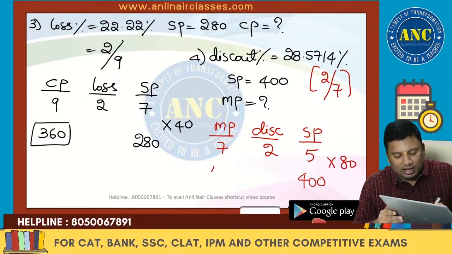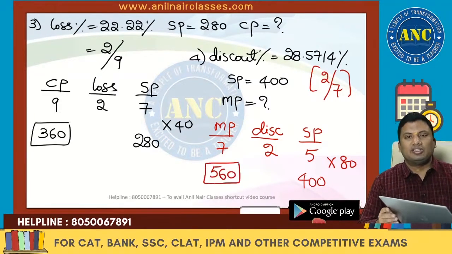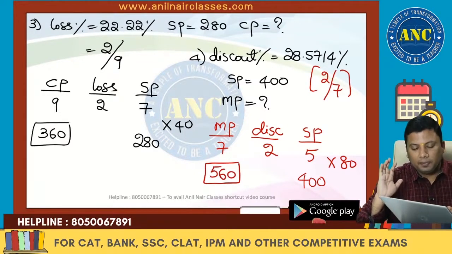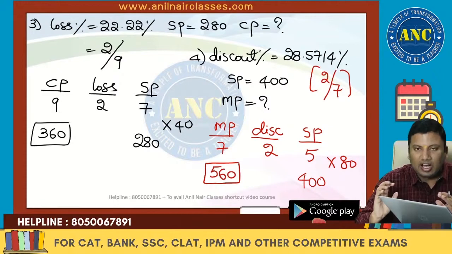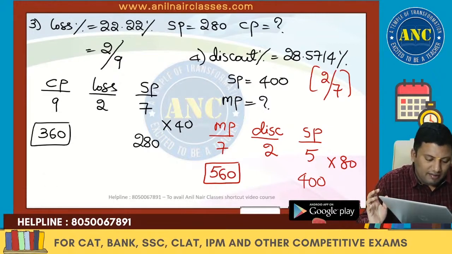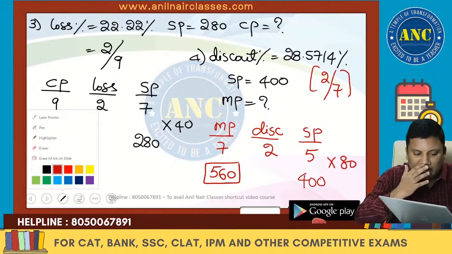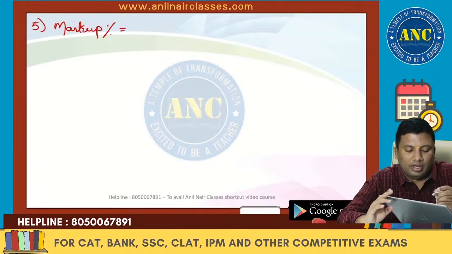5 into 80 is 400. 7 into 80 is 560. I hope the idea is clear. Kindly let me know if the idea is clear. First 4 foundation problems are based upon this concept, I hope it is clear. Fifth question, slightly increased. This will be the last problem in our foundation, right?